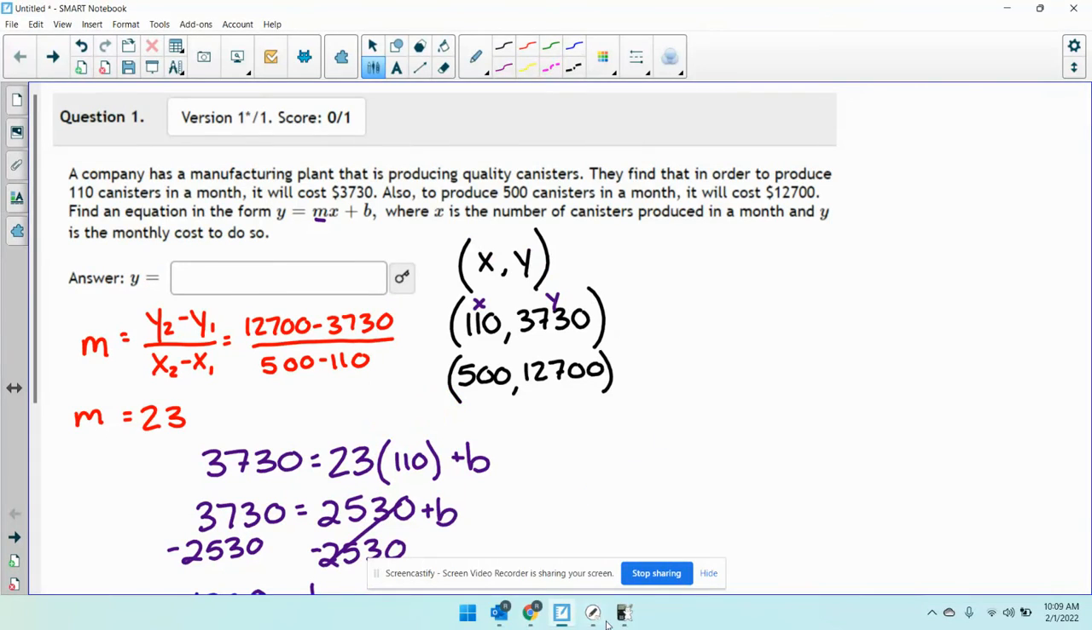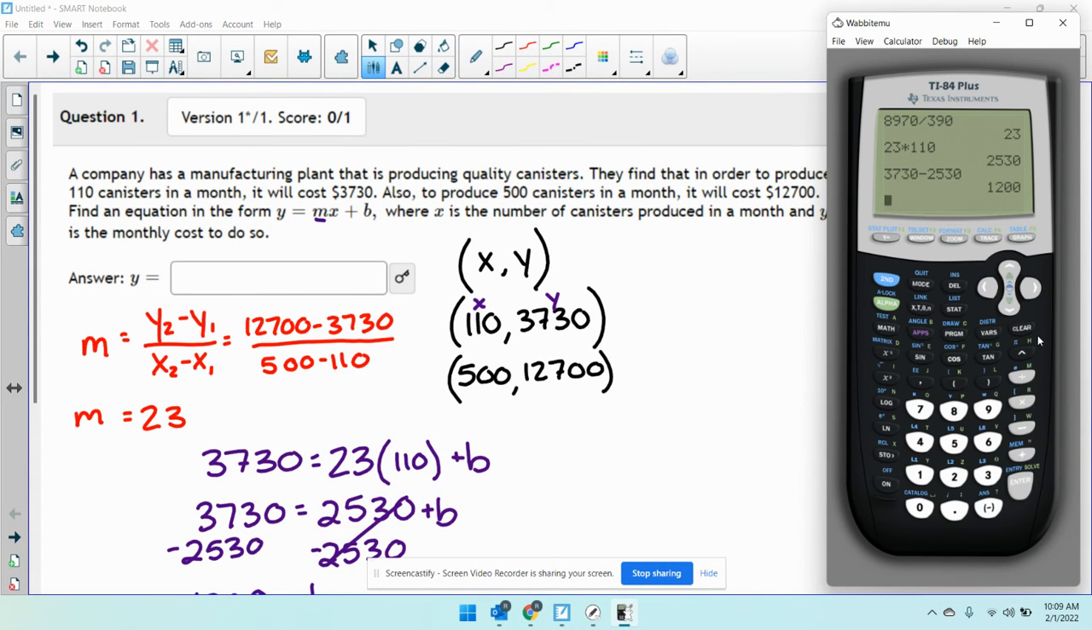Now, an easier way, since I noticed you already learned and already did the linear regression section, is I can just take these two coordinates and plug it into my stat list. And since there's only two coordinates, when it finds the line of best fit, it's going to find the exact line that connects these two together. So make sure your x's and y's match up. Then I'll do stat, calculate linear regression. My L1 and L2 are x and y. And as you hit calculate, you'll see you get the same thing. Y equals 23x plus 1,200.